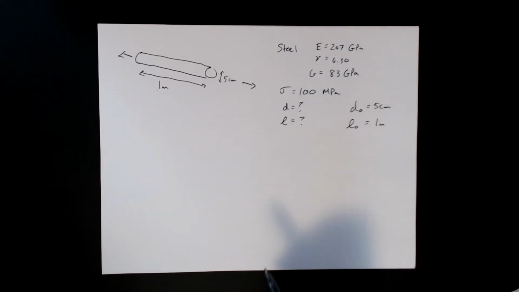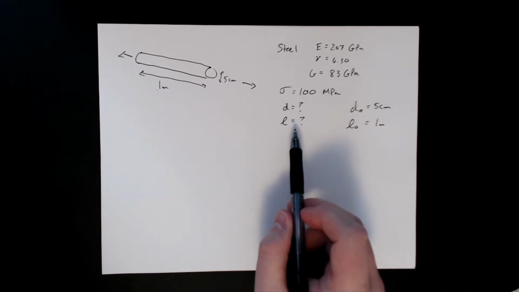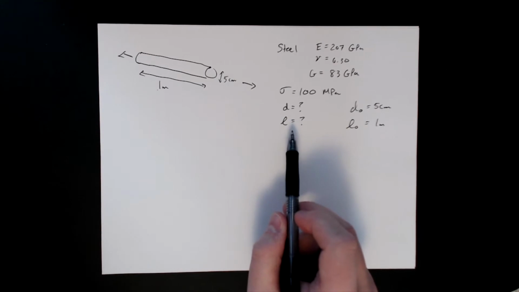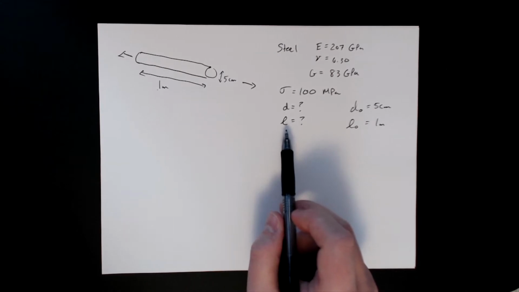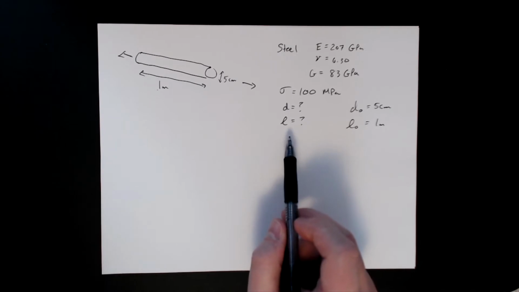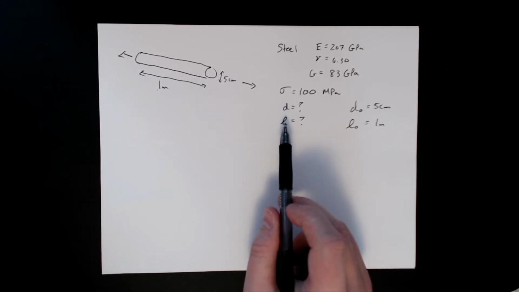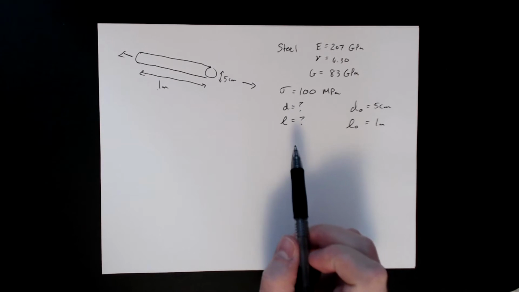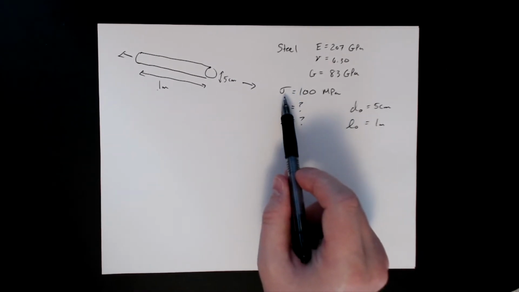So if we're looking for diameter and length, these are related to stress and strain, right? That's what we normalized by in each case. Length, the initial and the final length, that was a factor of strain. And stress was normalized by area, and the diameter is part of that area calculation. And so that's what we're going to do in this case, we're going to look at both of these. So let's think about how to do this. We've got stress.